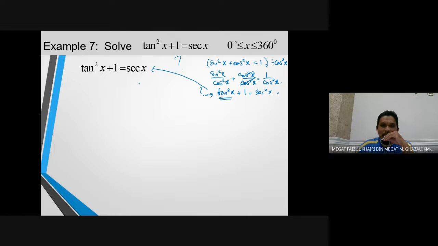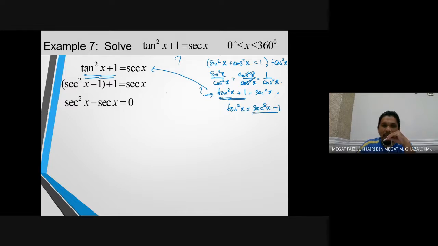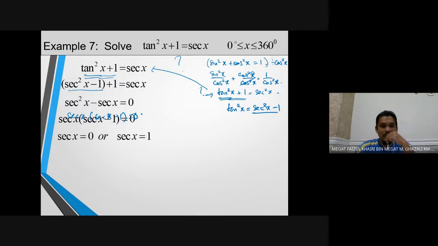Okay, we have tangent square x, and we have tangent square x plus 1. Can we just simply take all this and substitute with secant square? Let's see. Okay, I think that is still the same then. So actually from here, tangent square x equal to secant square x minus 1. So replace with secant square minus 1 plus 1 here, we get secant square minus secant. So for this one here now, I can give you secant x minus 1 equal to 0. So secant x equal to 0 or secant x equal to 1.